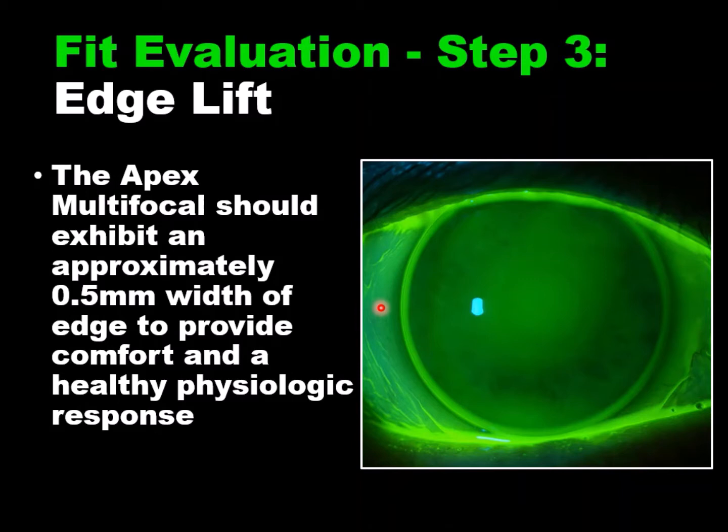Step number 3 is to evaluate the edge lift. And what we're looking for is a 0.5 millimeter width of band of fluorescein all the way around, or a 0.5 millimeter width of edge lift. Now, you can get away with less or more edge lift as long as there aren't any slit lamp signs, issues with comfort, or problems with the lens popping out too easy, or having difficulty removing the lens. So ideally, we're looking for a 0.5 millimeter width, and we can adjust that as required.